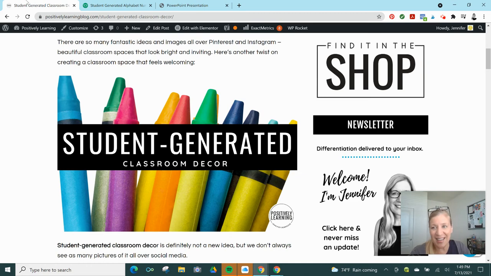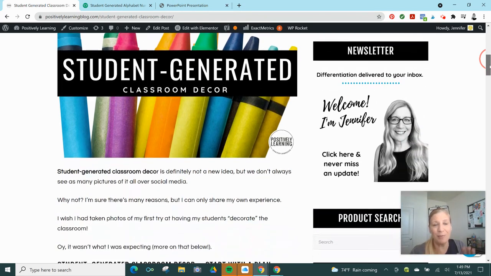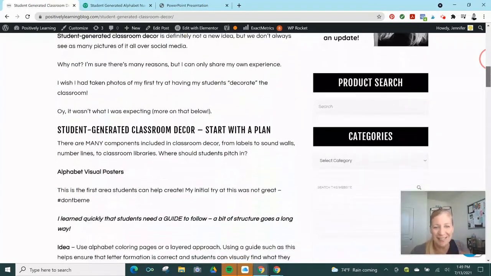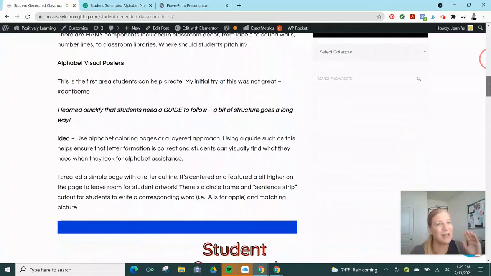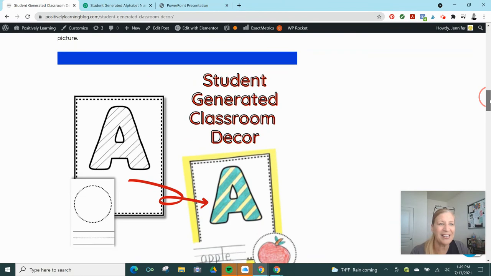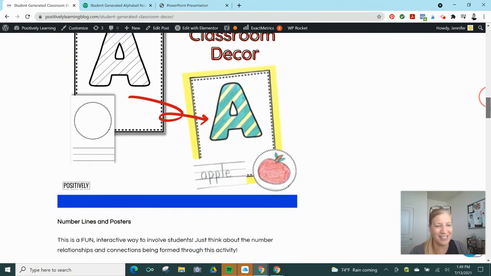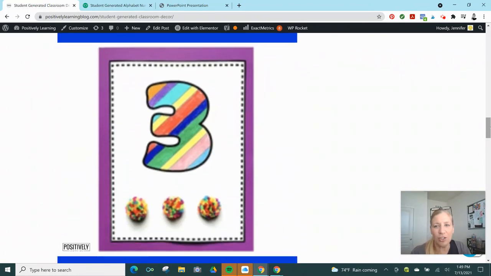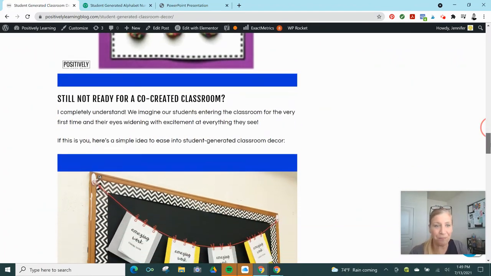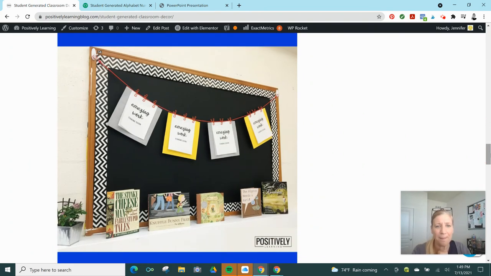All right, so say that you're thinking, okay, maybe the alphabet, there's 26 letters, I don't know. Maybe we'll just do numbers 1 through 10 instead, or maybe you're just not quite ready for that yet, and you like the way your classroom looks, and you want it to be very simple, not sure. I've got you, I understand. I'm going to scroll down and show you one more idea if you're not ready for that co-created classroom. See that picture right there? That is actually from the resource room.